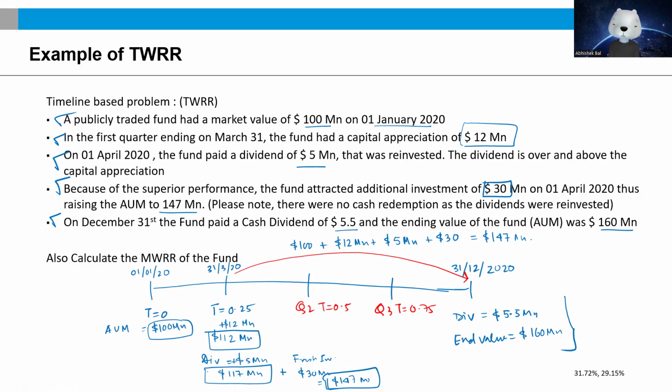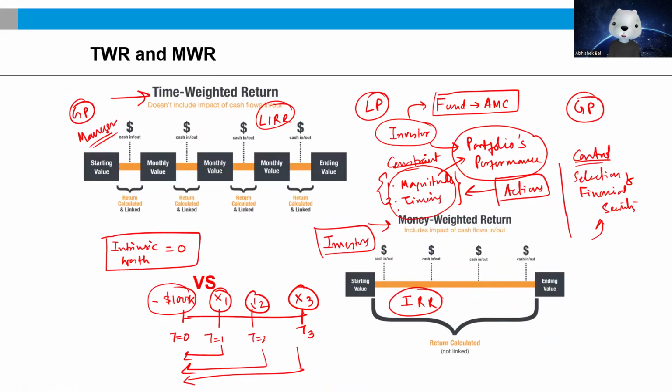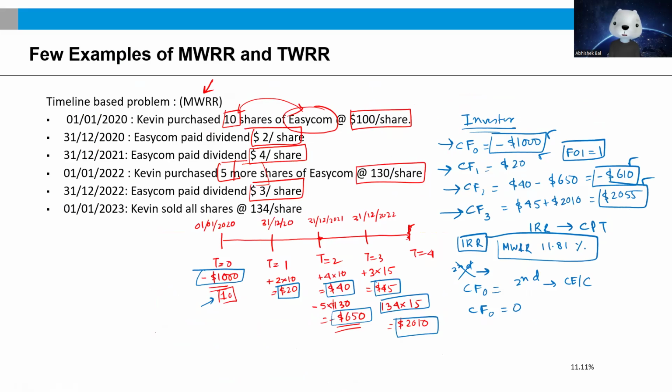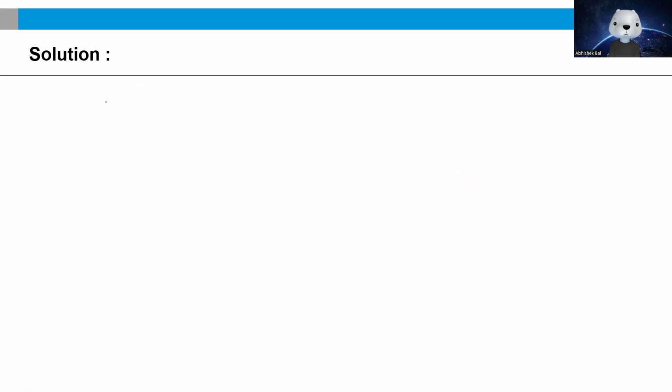Because as we stated before, the fund manager should not be rewarded or penalized because of the magnitude of the cash inflows and outflows, which are not the prerogative or under control of the fund manager, or the timing of it. I hope you remember that golden principle. So now going by this, how do we calculate the TWRR?